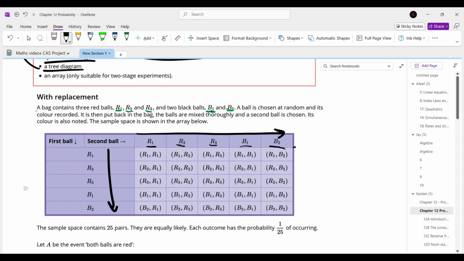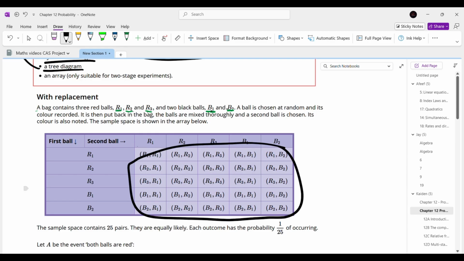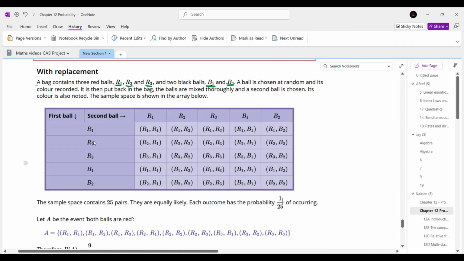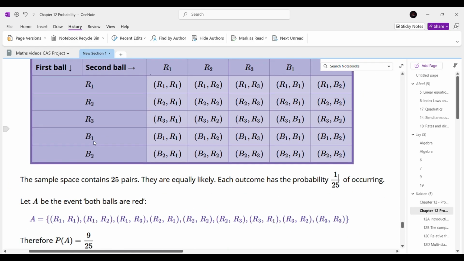Obviously, all the possible outcomes are arranged within this array, but something important for this experiment is that when the ball has been chosen, it can be put back into the bag to be chosen again. This is called replacing the value that was taken. Each of these outcomes is equally likely, so each has a 1 in 25 chance of occurring. So let A, for example, be the event that both balls are red.